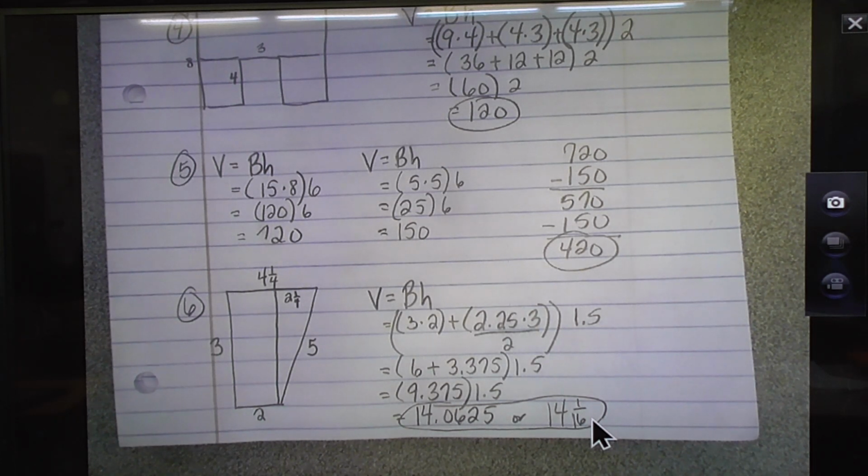So the practice starts on page 505, but we're not doing none of those little easy cube things. I want you to do 5, 6, and 7, and that's it. 5, 6, and 7, those are the type of problems that are going to be on your test on Thursday.